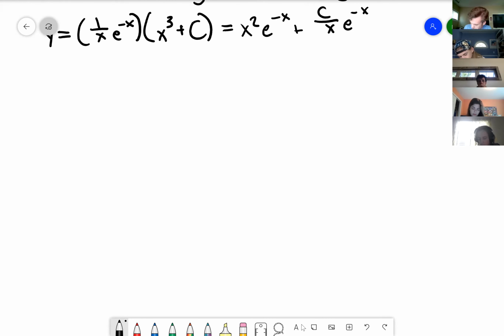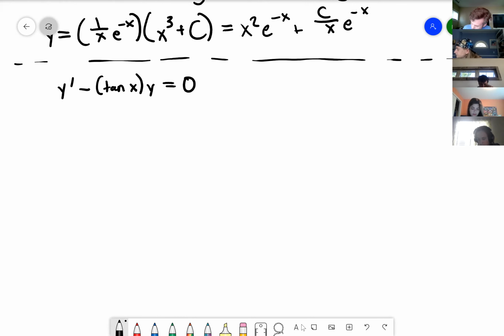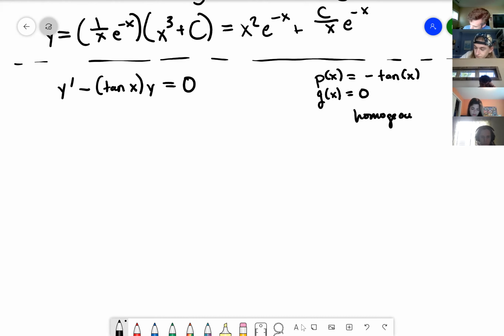So we have an initial value problem, y prime minus tangent of x times y is equal to 0. So in this case, we have p of x is equal to minus tangent of x, q of x is equal to 0. So this is a homogeneous equation. And the other part of the initial value problem is that y of 0 is 2.